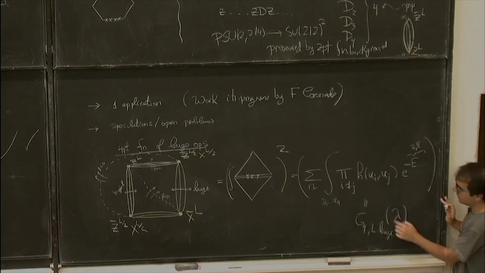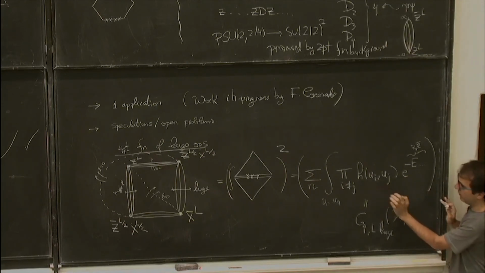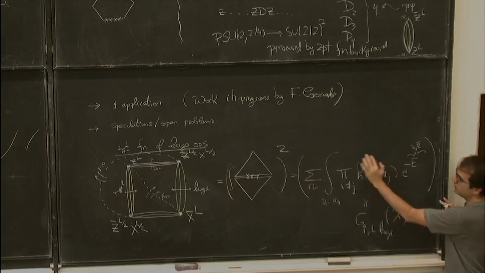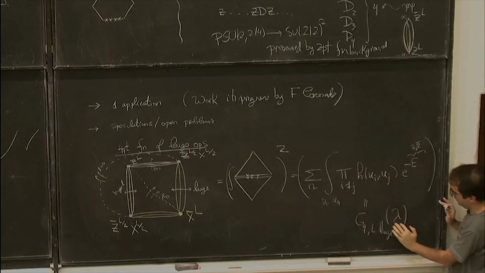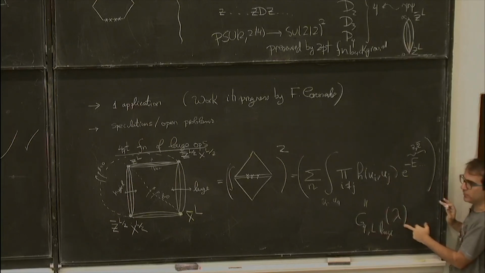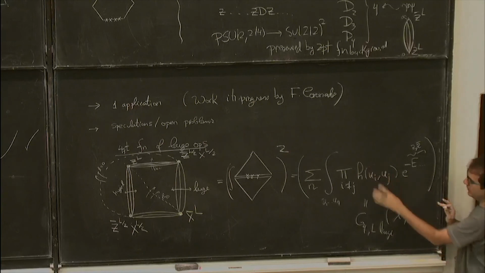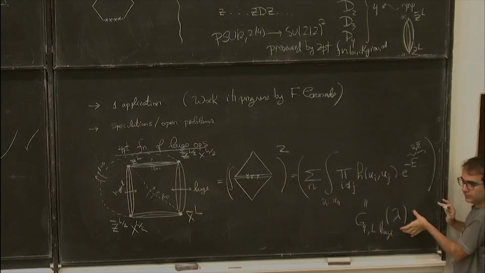So he computed this, for example, in perturbation theory. You just write this H, expand in perturbation theory, and then Frank computed the expansion of this up to 24 loops. Okay? Now you get a 24 loop prediction for this function.